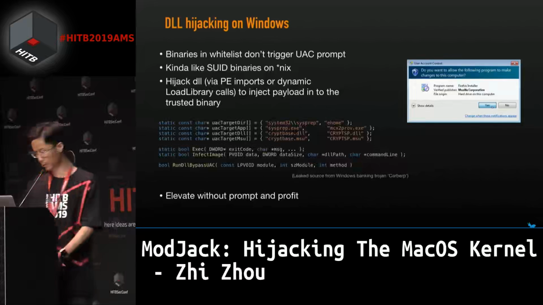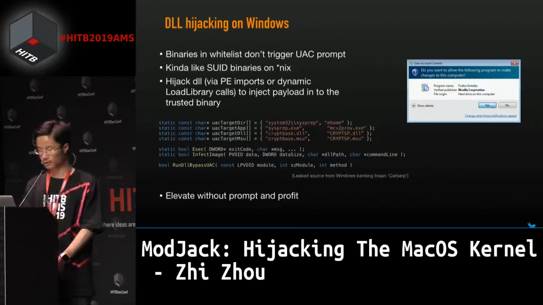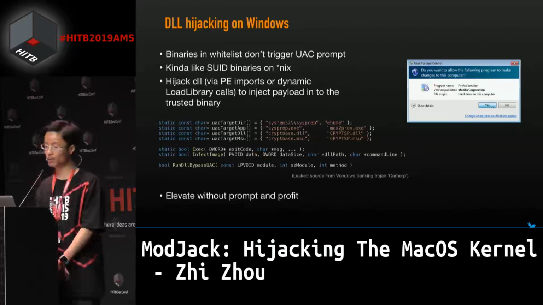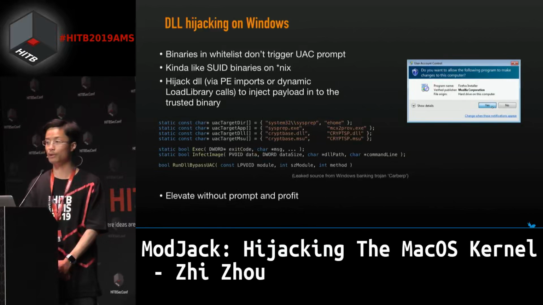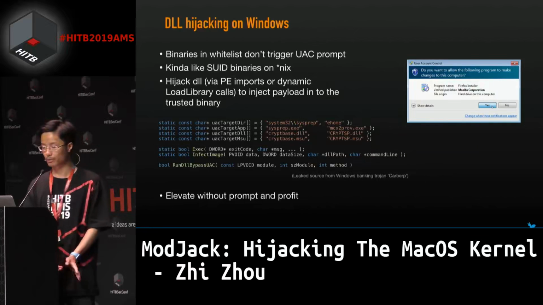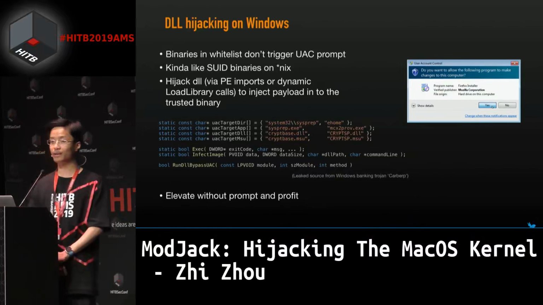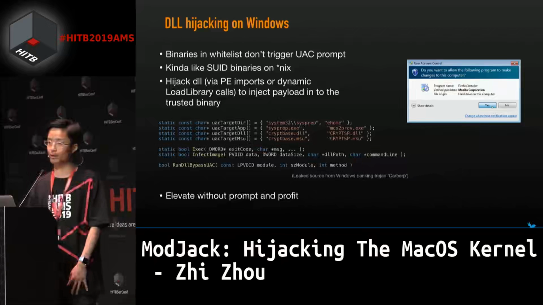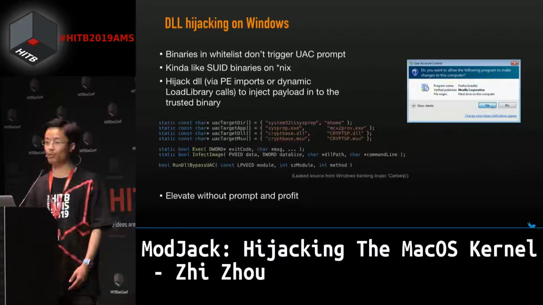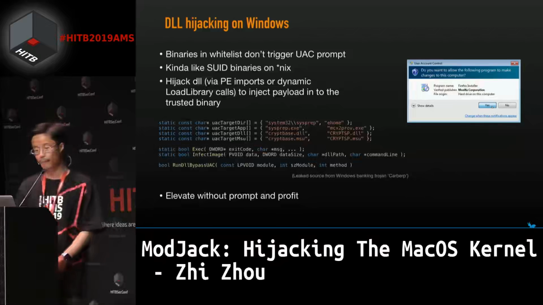So here we have to do some background research on DLL hijacking on Windows. There's a known security measure named UAC. So when we're trying to install something that requires privilege, it will trigger the prompt. It's kind of like SUID. When you want to do something with privilege, you can type sudo and then type the password. But on Windows, all you have to do is simply click on yes.